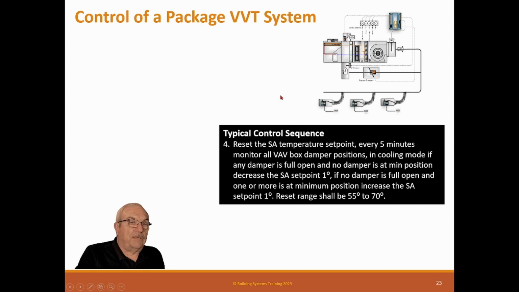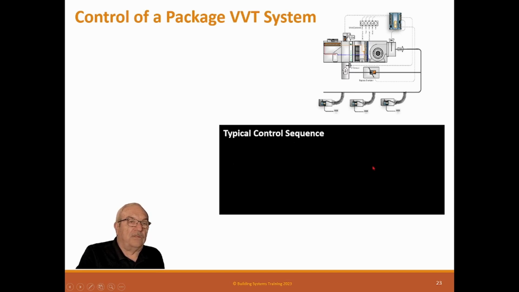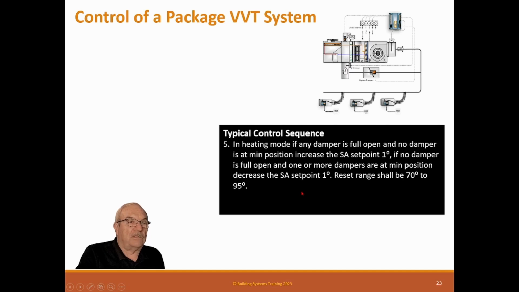Reset the supply air temperature set point every 5 minutes. Monitor all VAV damper positions. In cooling mode, if any damper is full open and no damper is at minimum position, decrease the supply air set point 1 degree. If no damper is full open and one or more are at minimum position, increase the supply air set point 1 degree. Range should be 55 to 70 degrees. That range could be anything you decide it is.